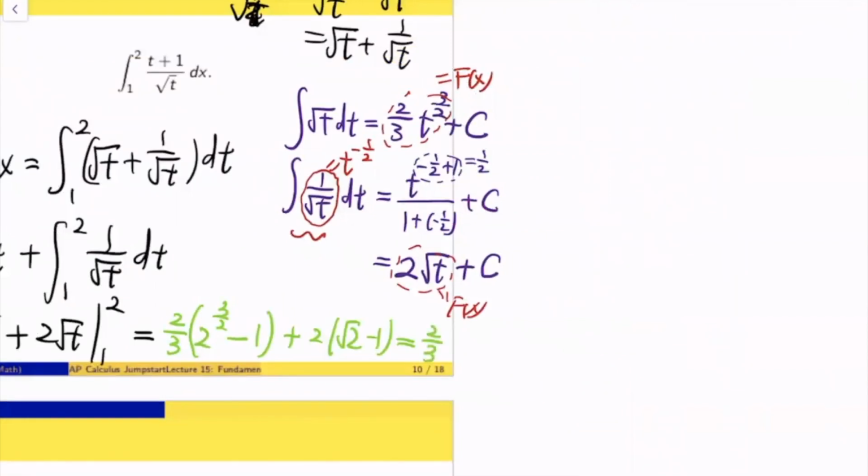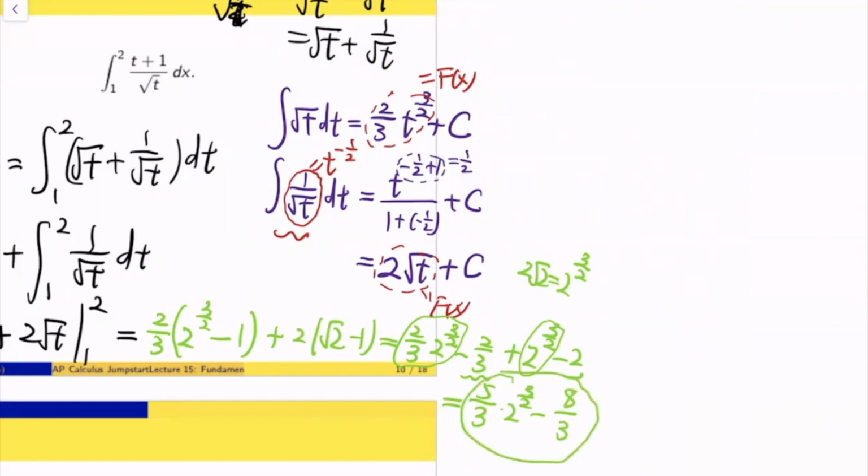So it's 2 over 3 times 2 to the 3 over 2, minus 2 over 3, and then 2 times square root of 2 is 2 to the 3 over 2, minus 2. You can combine everything, and these two terms combine together. Then you get 5 over 3 times 2 to the 3 over 2, and minus, combining these two constants, 8 over 3. This is the final answer we get.